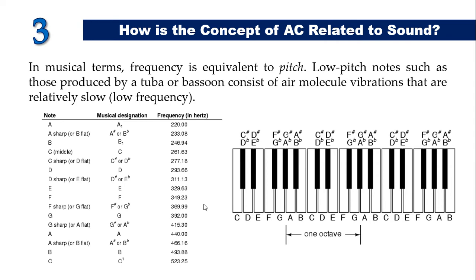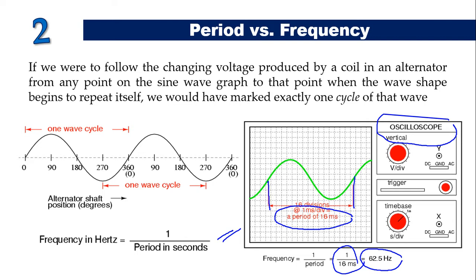Let's go back to that. This is fairly popular, right? When we measure that graph with an oscilloscope, since the horizontal axis can mark the passage of time as well as the shaft position of an alternator, we can measure it. The modern unit of frequency is hertz, abbreviated Hz, H and Z. It represents the number of wave cycles completed during one second of time.